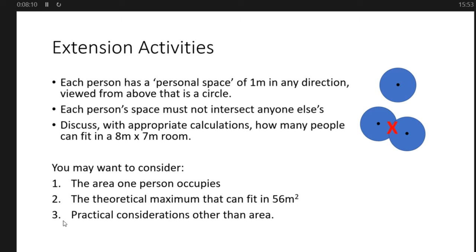But then I want you to really go and think outside the box here. Think about other practical considerations. What else happens in a classroom that means it might not be possible to squeeze the maximum number of people in according to the numbers, according to the data. The data will give you one number, that's the maximum that could possibly fit. But in terms of practical considerations, how many do you think could fit in? And I want your discussions with arguments, with calculations, please. Thank you.